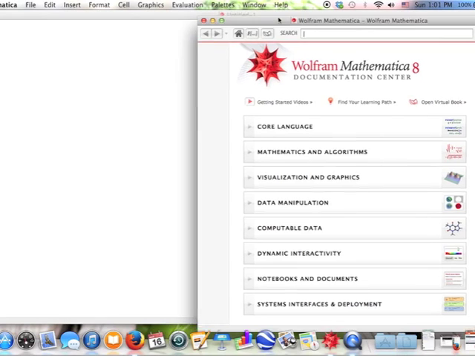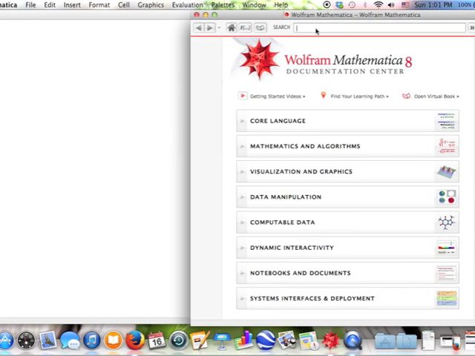And the thing about the Documentation Center is you type a general idea of what function you're looking for, and you can find it pretty well, or you can go through these different sections to see all it has to offer. So in my case, I want to know, how do I do the trig function sine? So I'll just type in sine, search.